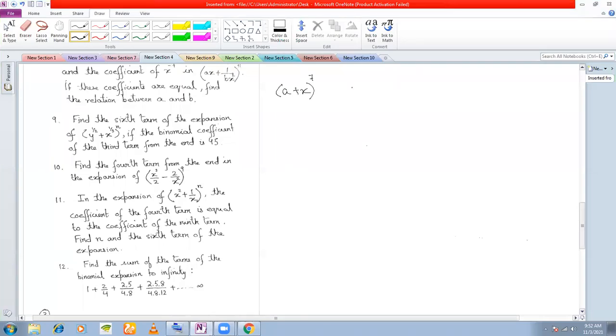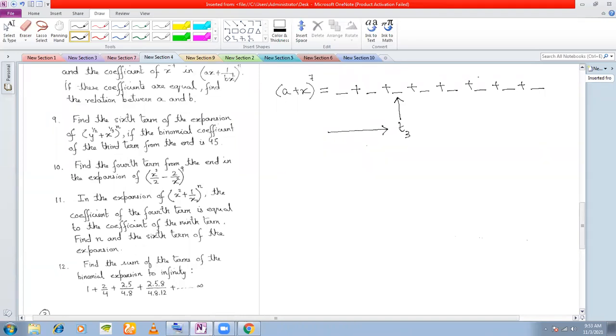So suppose I have an expansion of (a + x) to the power of 7, how many terms will it contain? It will obviously contain n plus 1 terms, which is 8 terms, right? So when I'm talking about, let's say, the third term, this is the third term, T3. And when I say third term, I'm talking about the third term from the left side.